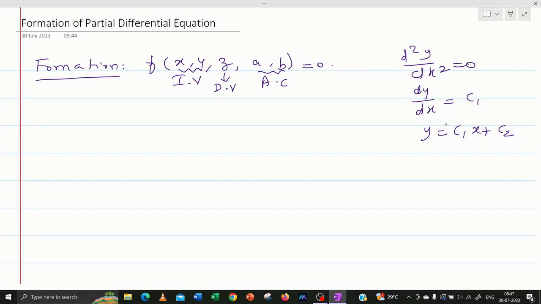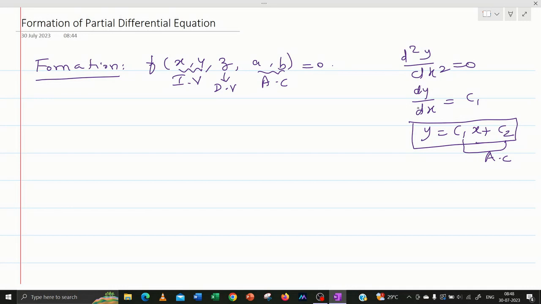So when you are integrating, what is the formation of the solution? The solution contains the arbitrary constants c1 and c2. Similarly, if you differentiate two times, then the arbitrary constants will be eliminated and you can form the differential equation.